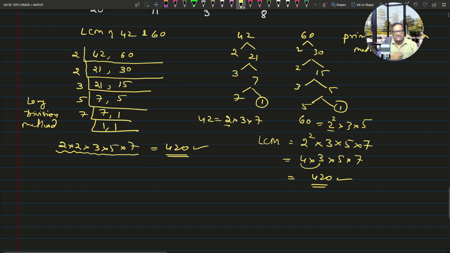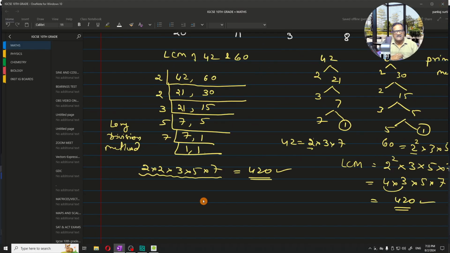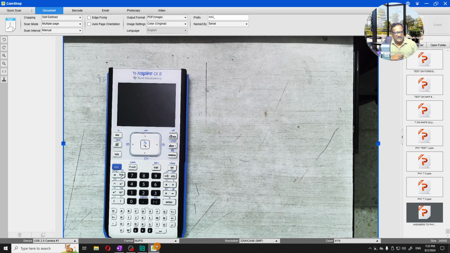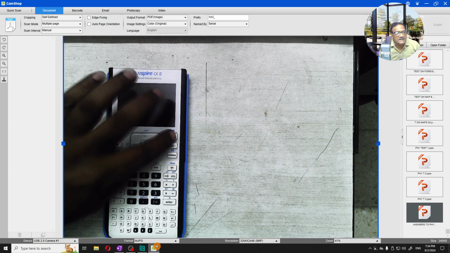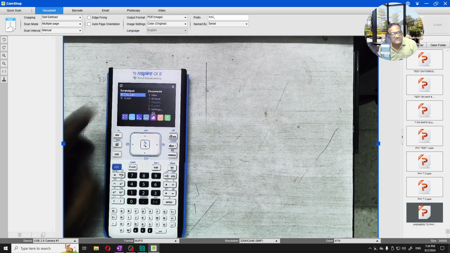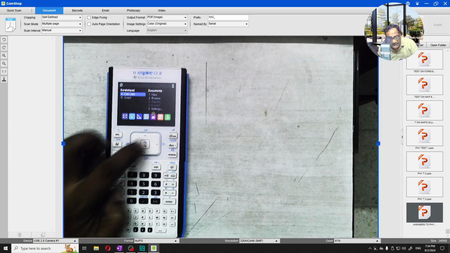So if you want to use the GDC, I will show you on my document camera. Now here you can see my GDC. That's the TI-Nspire CX2. This is the one I'm using. So, can you see on the screen? So first what I'll do, I'll go on to the calculation.